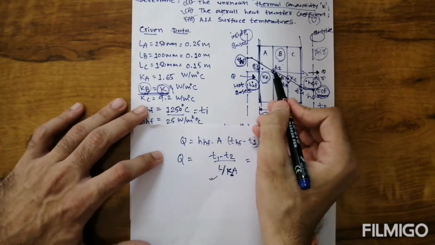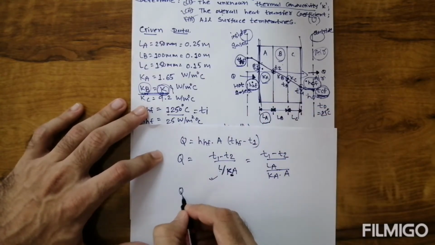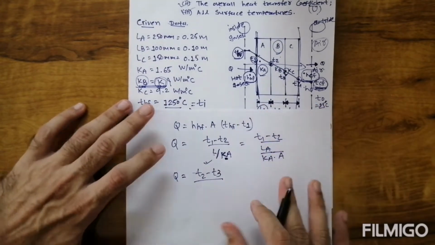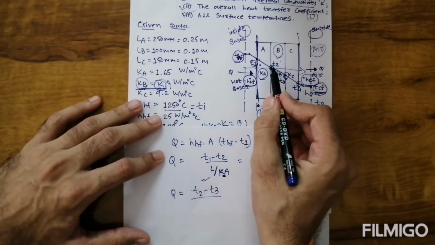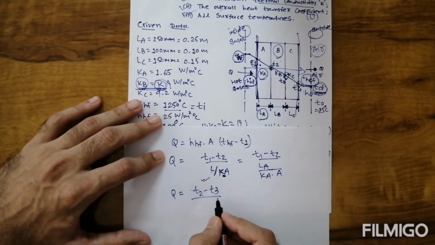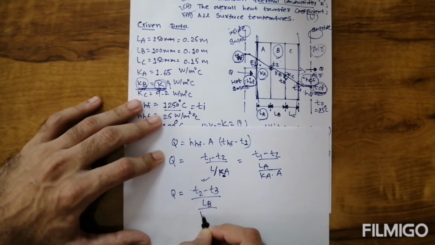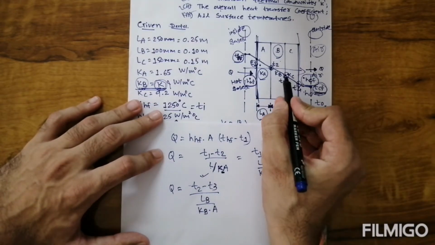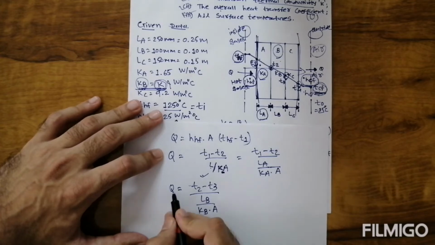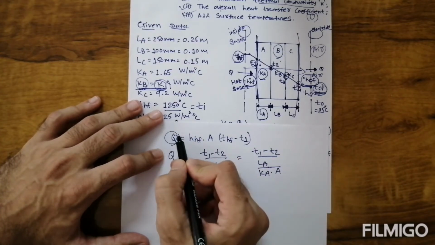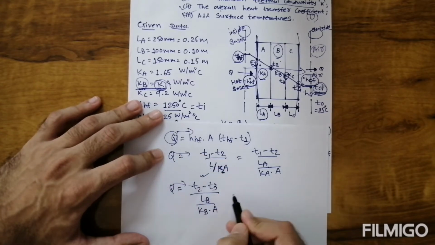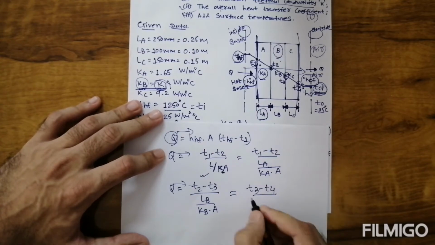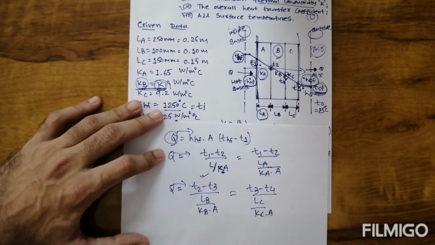Now heat is transferred from T2 to T3, so how should we write it? Q is equal to T2 minus T3. One more time conduction is there, solid to solid heat transfer, the same equation, but T2 and T3 instead of T1 and T2, and the resistance will be LB by KB into area. Similarly for the heat transfer from T3 to T4, Q is the same for each and every equation. It will again be conduction: T3 minus T4 divided by LC by KC into area.